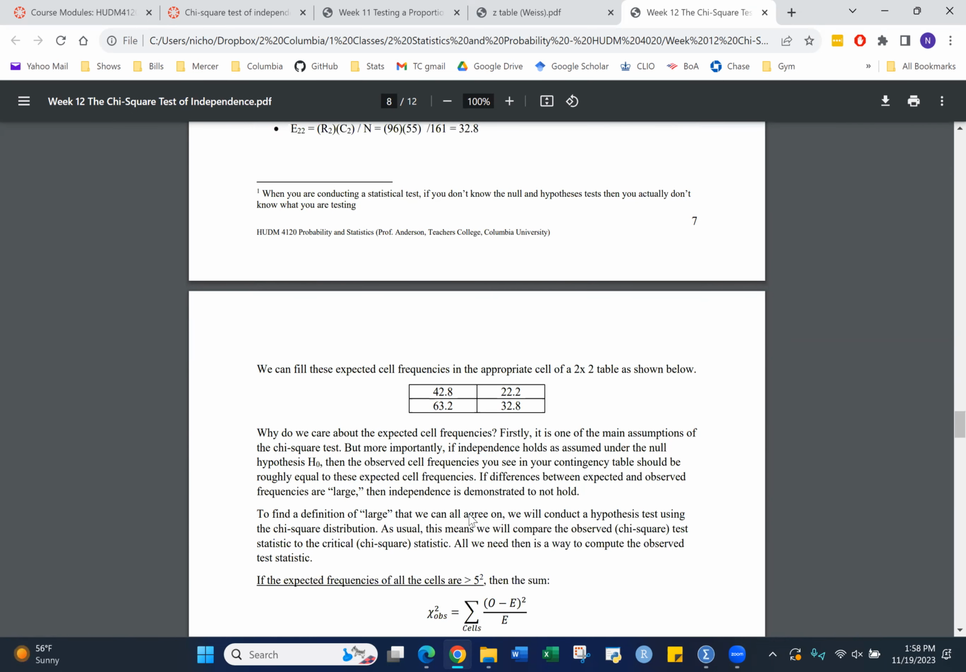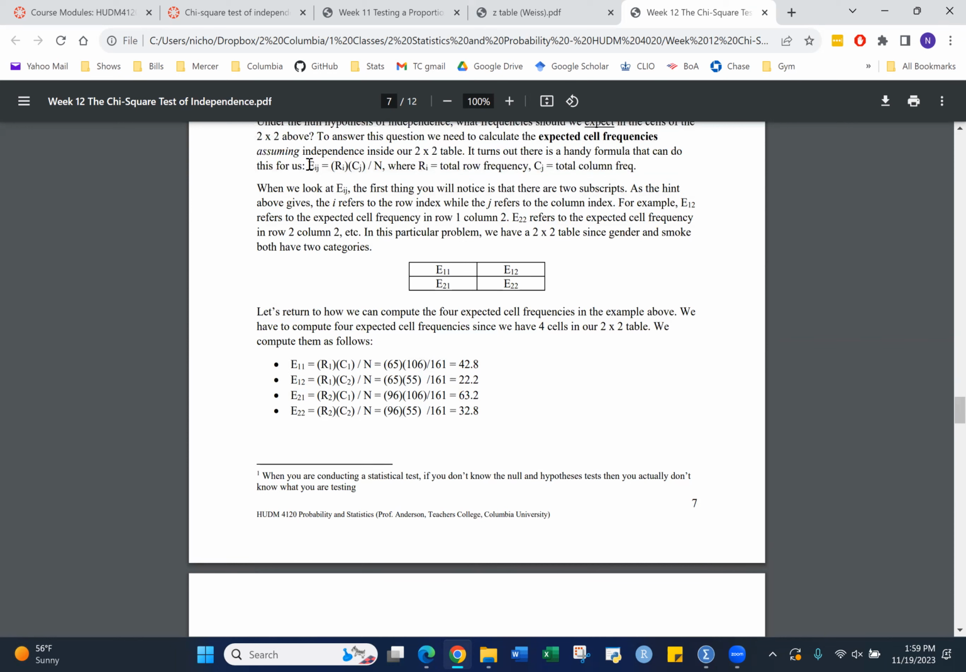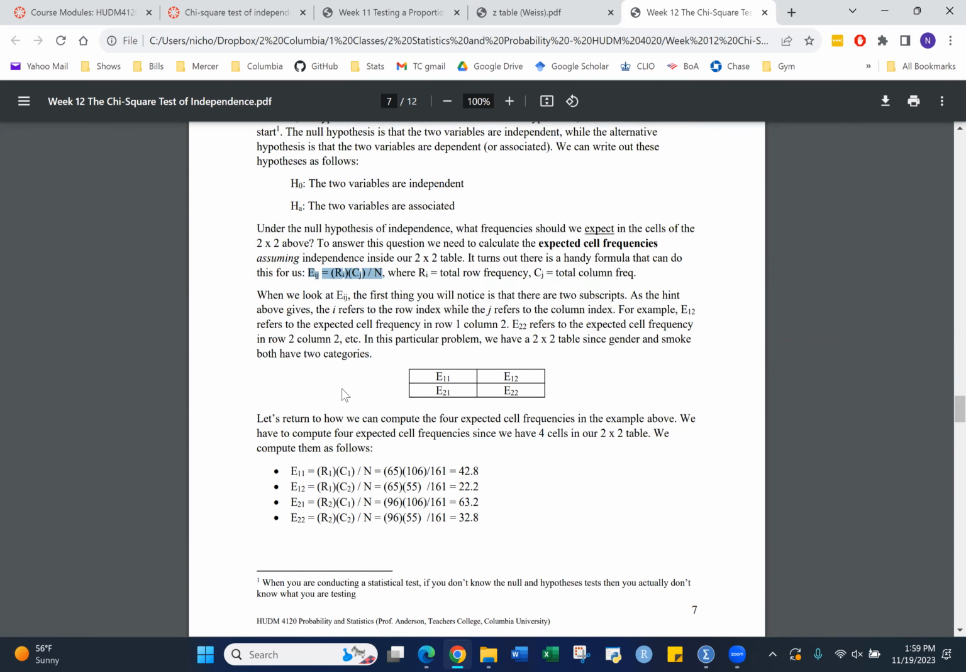And so that's the first step. What we're talking about is the steps you have to go through to calculate your observed test statistic. The first step is getting the expected cell frequencies, which are calculated here, where we are assuming the null is true, that they're independent. That's basically what we're doing.